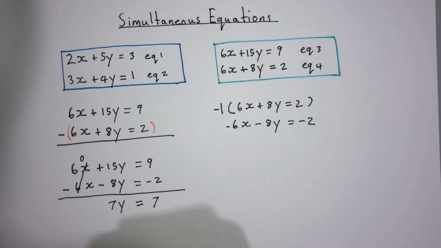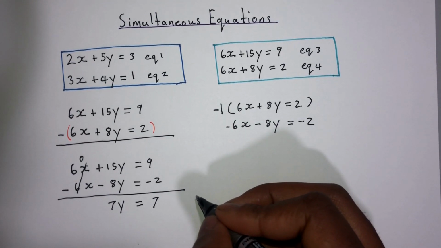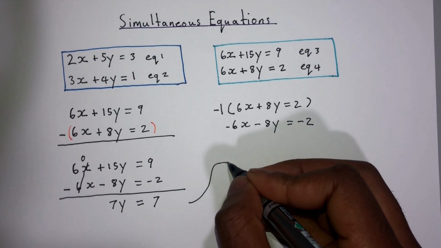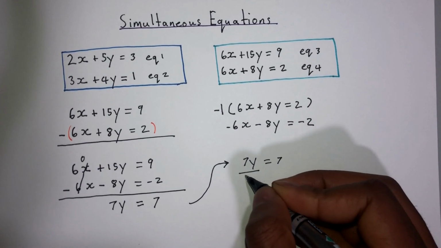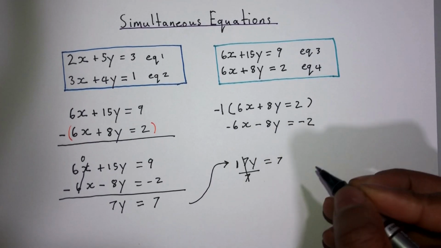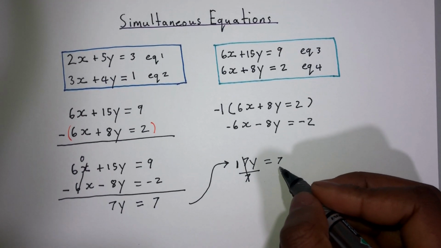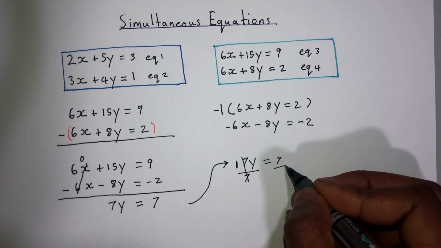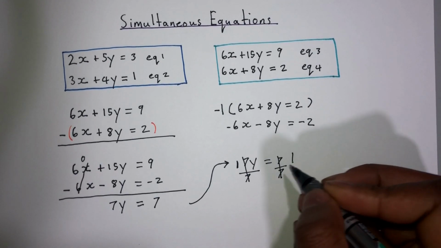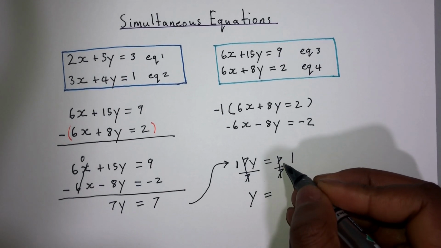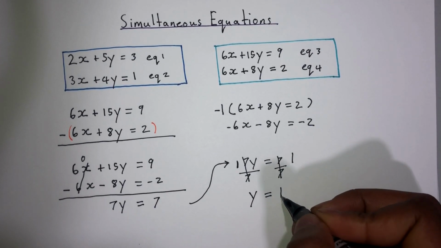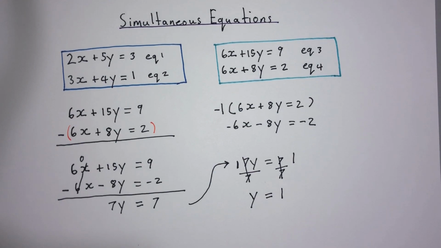Now we're going to solve for y. 7y equals 7. 7 into 7 goes 1 times, and we know what we do on one side, we have to do on the other side. 7 into 7 goes 1. 1 times y gives us y, and y equals 1. Great. So we have found our y value, which is 1.